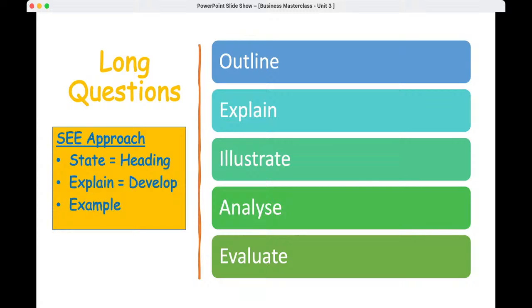You're able to apply it to real life. That's effectively what you're doing. So it's so important that you state, so you put a heading, then you explain it in two or three sentences, and then you provide an example. If you do that, that will be good. That will work for outline. Explain, it's perfect: state, explain, and then you provide an example. Illustrate, it works because you're providing the examples.